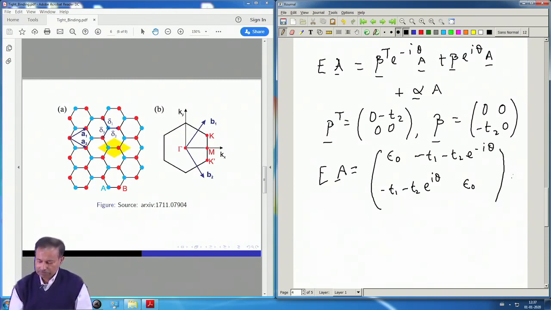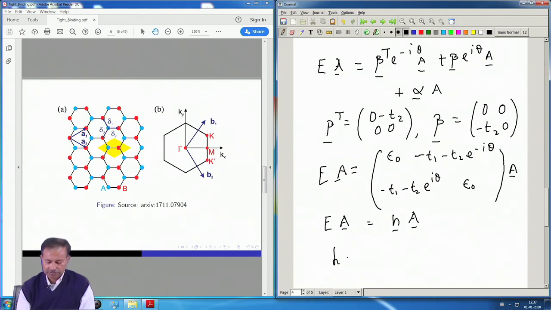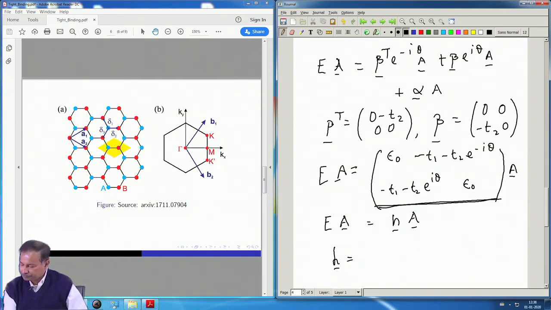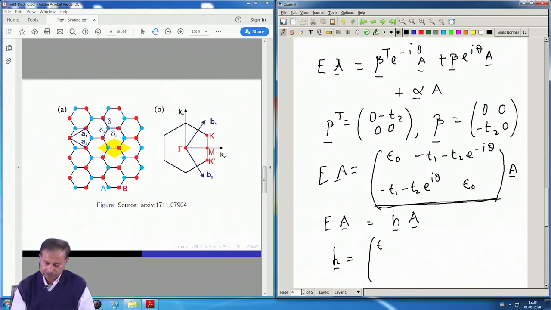So, that is the matrix equation that you get. So, this is basically a matrix equation of the form E A equal to H times A, where H is equal to this matrix. So, this matrix is called H: epsilon 0, minus T 1 minus T 2 e to the power minus I theta, minus T 1 minus T 2 e to the power I theta, and epsilon naught.